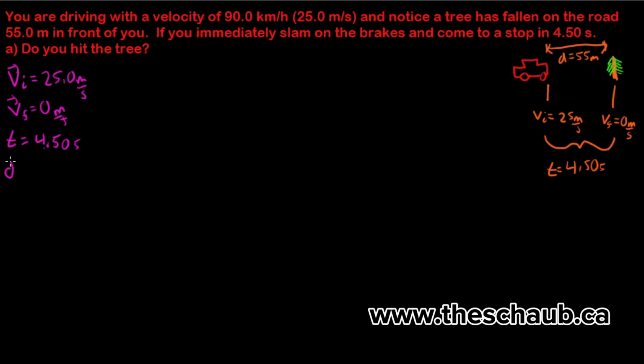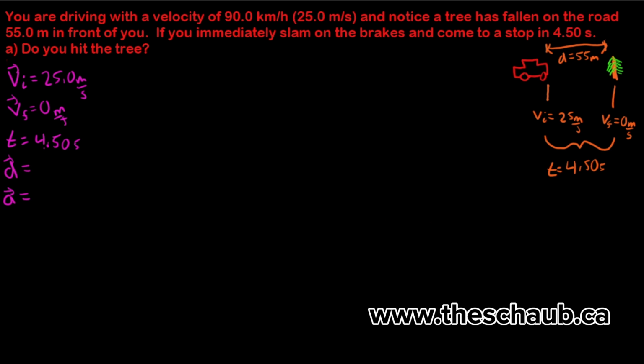We're trying to figure out if we hit the tree or not. So we need to calculate how far we travel, our D. You need to be careful because the 55 meters given in the question is not the distance you stop in. The 55 meters given in the question is the distance the tree is from the car. So the distance we stop in could be less than 55, more than 55, or in this one case, it could be exactly 55. For completeness, we can mention the acceleration here. However, we're neither given the acceleration in the question nor asked to solve for it, so it doesn't matter if we add it or not.